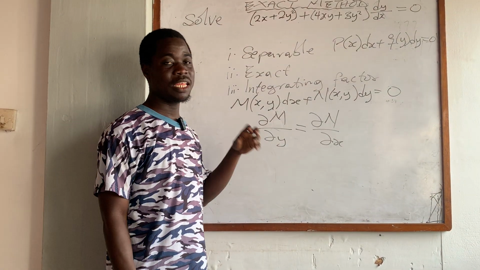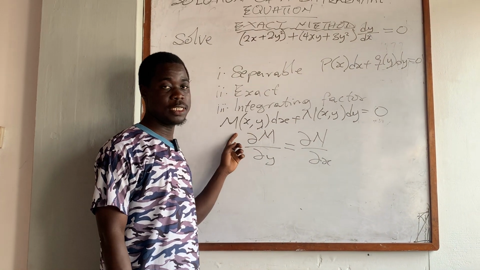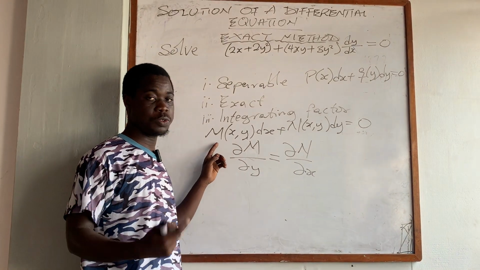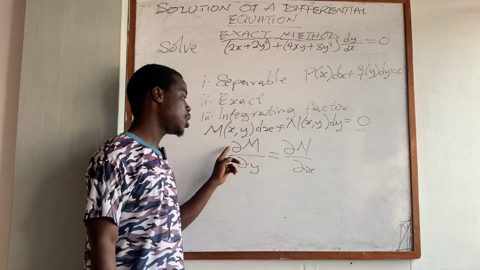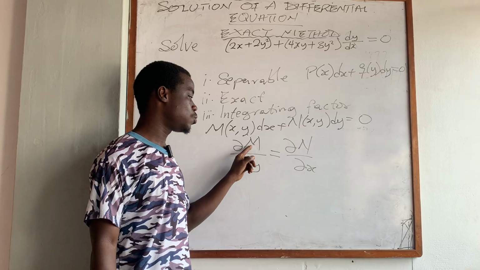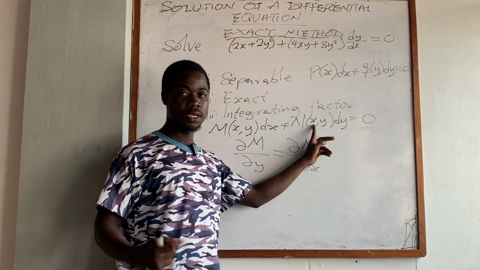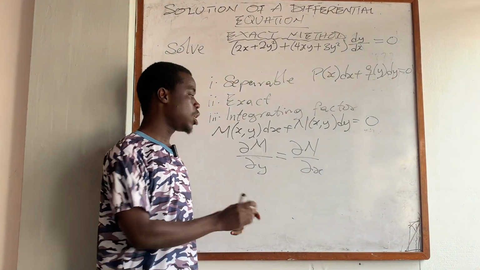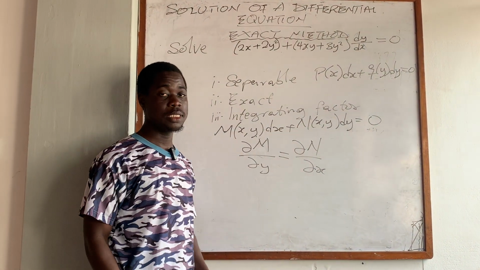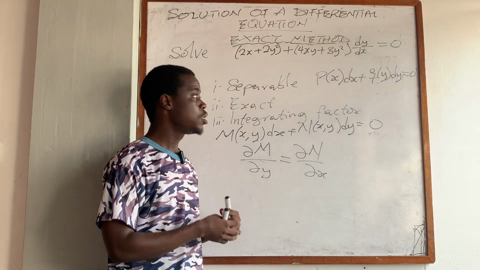So you will check the function which is attached to the x. So here M is attached to the x. So we will differentiate M with respect to the other variable. So here the other variable is what? Is y. So that is why I've differentiated this with respect to y. The same thing applies to this. Here there is the y attached to this. So I will differentiate that one with respect to the other variable, which is what? X. Now, if this condition holds, then it means that we can use the method of exact to solve the differential equation. So let's see.